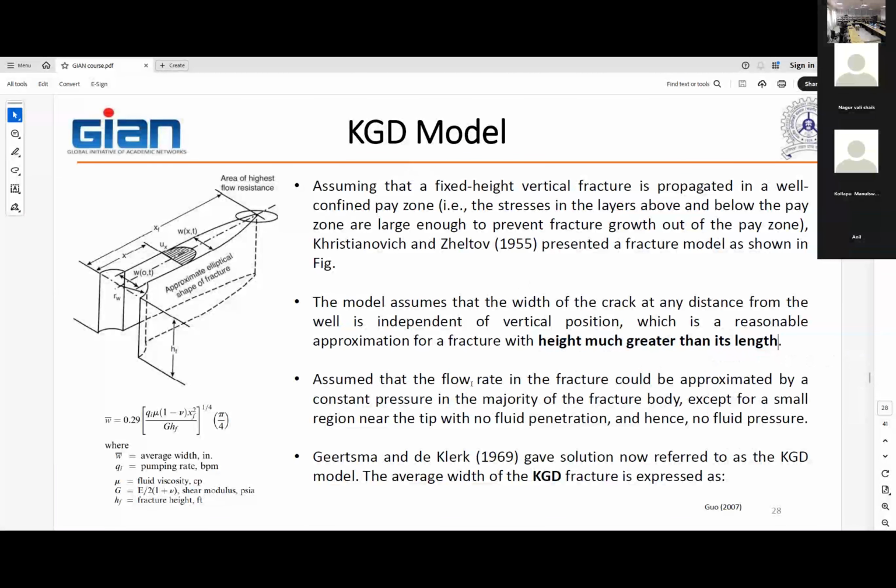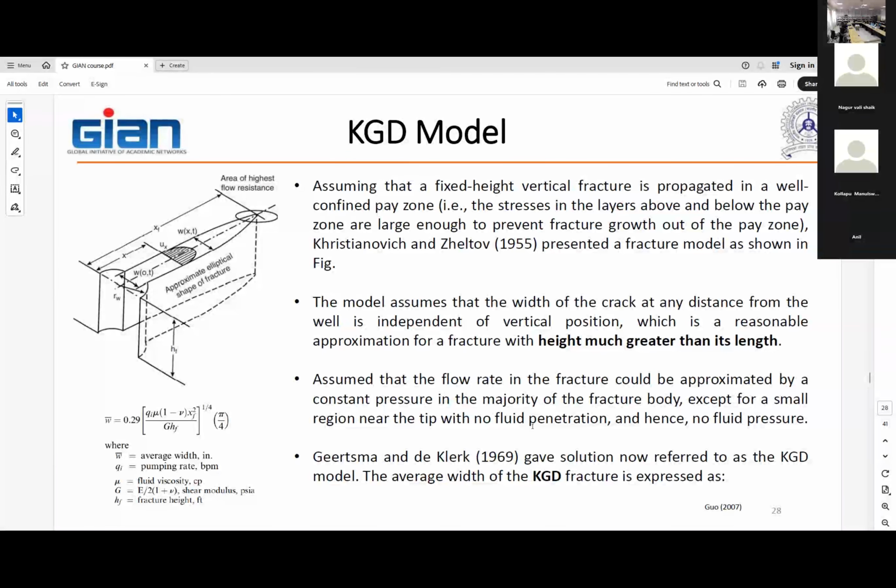And we assume that the flow rate in the fracture could be approximated by a constant pressure in the majority of the fracture body, except for a small region near the tip with no fluid penetration and hence no fluid pressure. So it means that it's assuming that the pore pressure is not changing within the fracture except at the fracture tip, okay, small region.